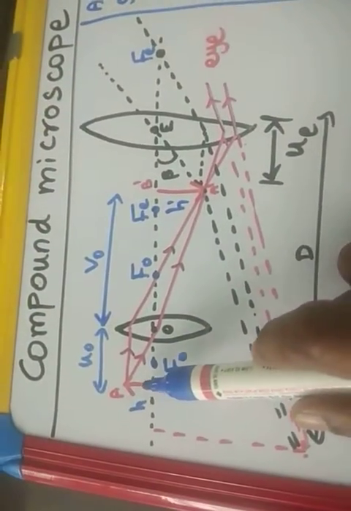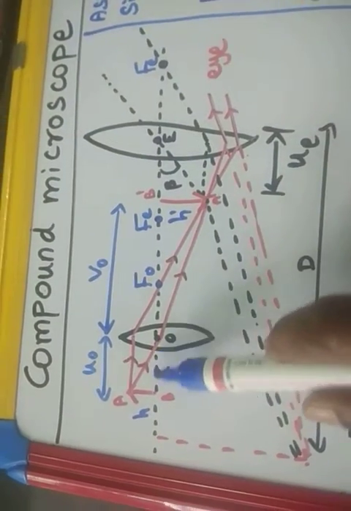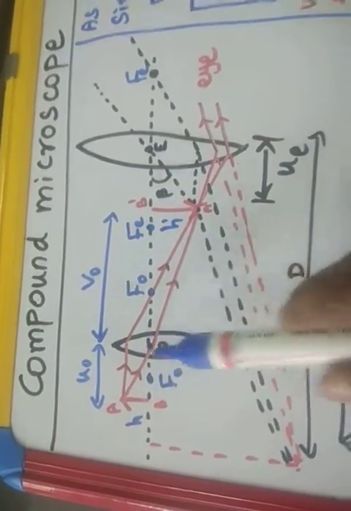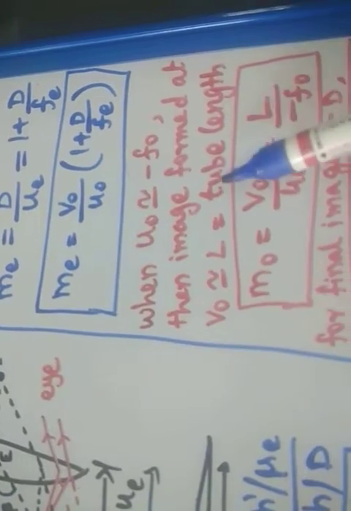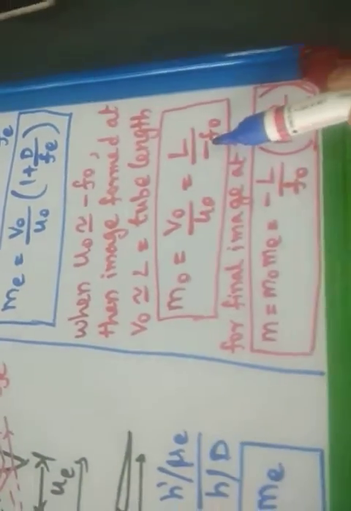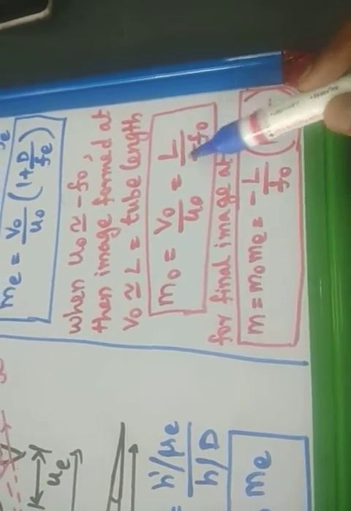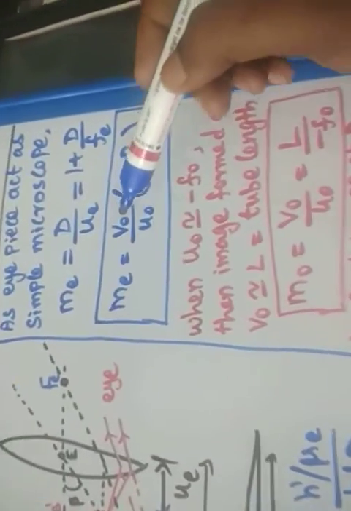What is that U0 equal to? We are bringing this object to the focus. So the distance between the focus and the object is the focal length, F0. So U0 is equal to minus F0. So we know the M0 value and the ME value.